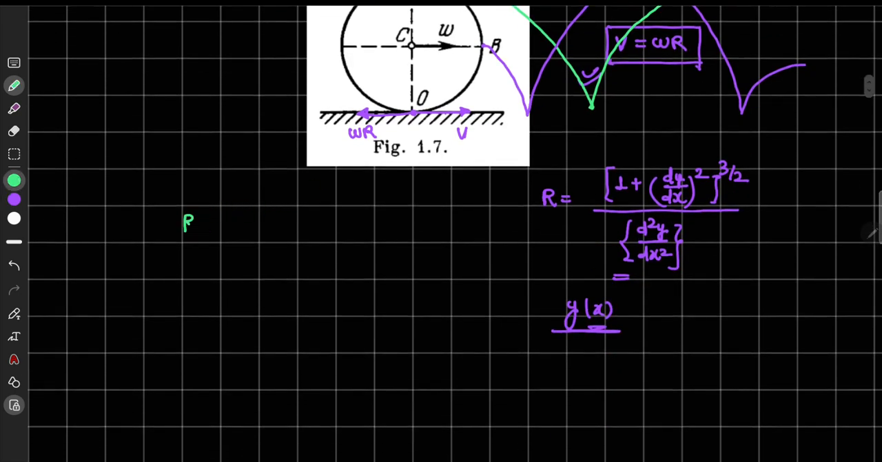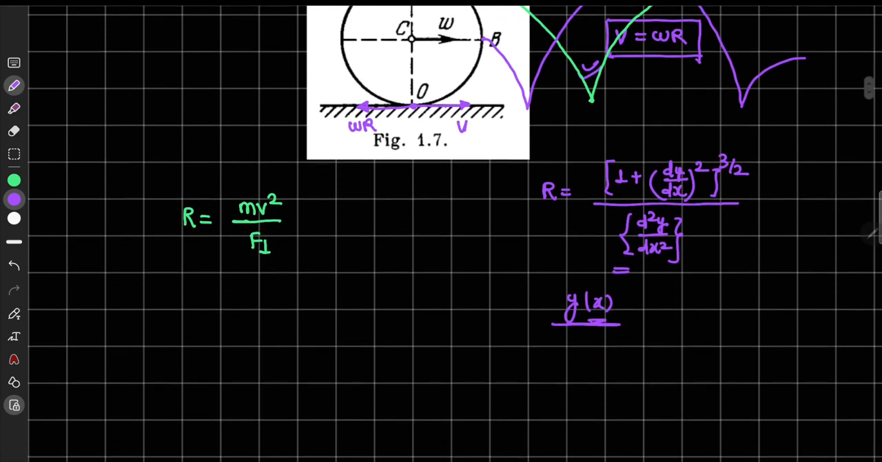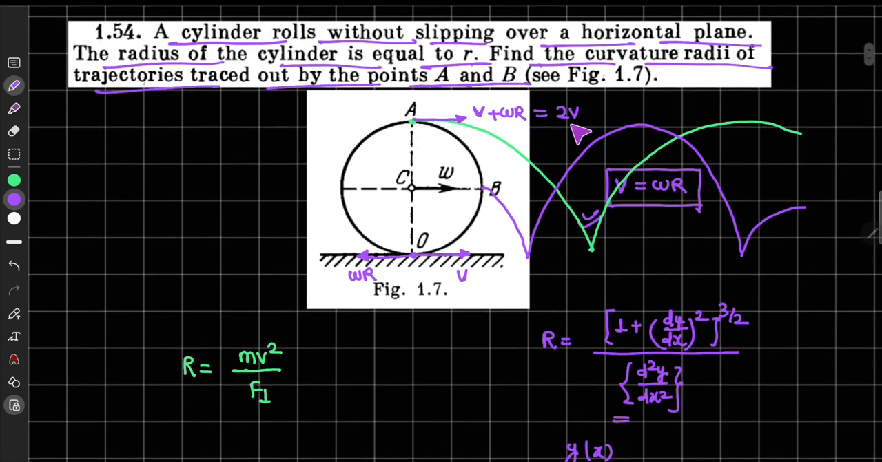So the radius of curvature we define as m v square divided by F perpendicular, and here the velocity is in the tangential direction. Now what is the tangential direction? The resultant velocity is equal to v due to the translational motion plus omega r due to the rotational motion. So at point A we have the net velocity of 2v, because v is equal to omega r for the pure rolling case.